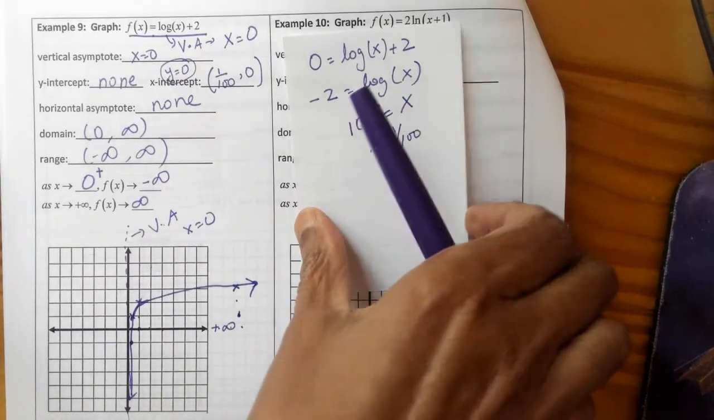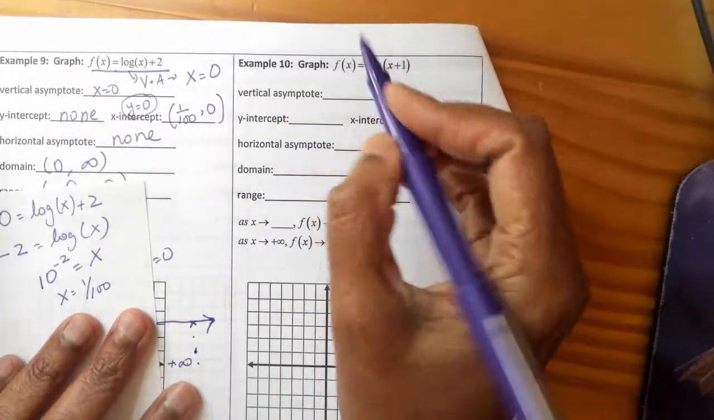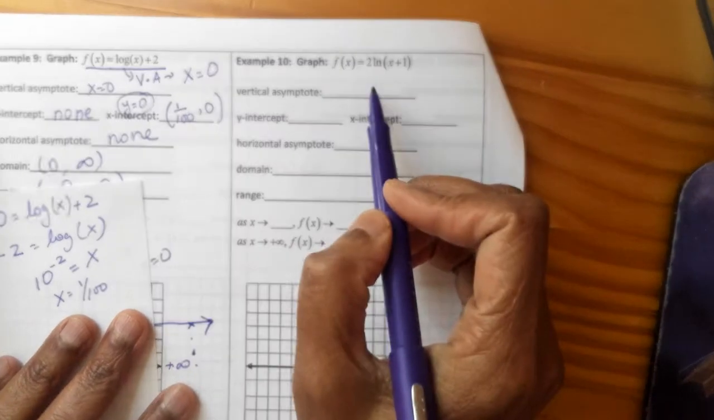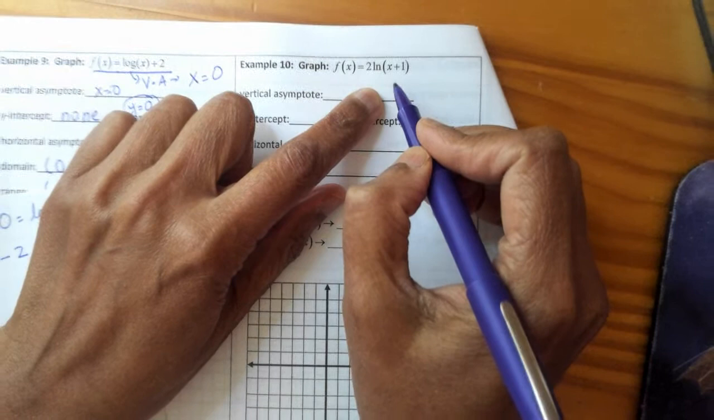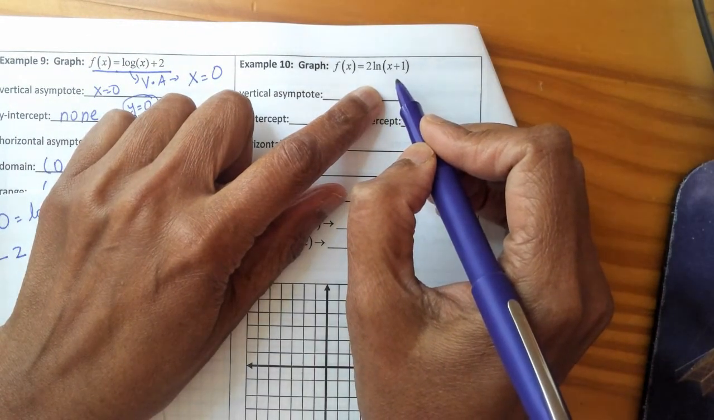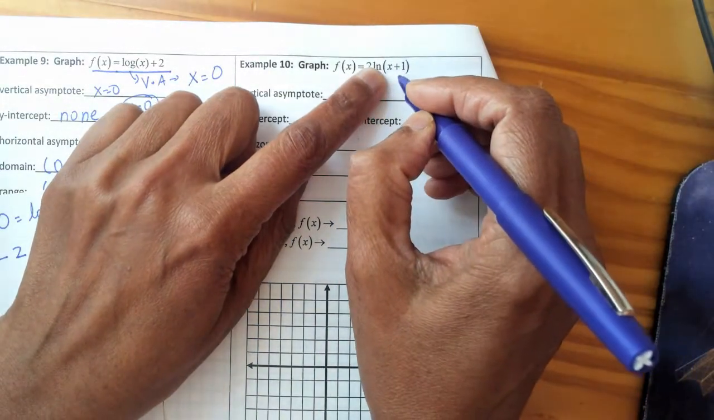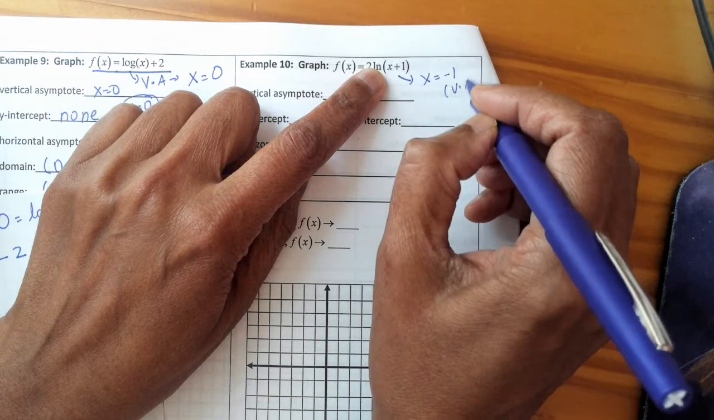Alright, so let's go to the next graph now. In the next graph, do the same thing. First, let's quickly look at the vertical asymptote. This is a logarithmic graph. Logarithmic graphs have a vertical asymptote, which is basically a vertical line, x equals, so what is the x shift? The vertical asymptote is going to be x equals negative 1. This is my vertical asymptote.